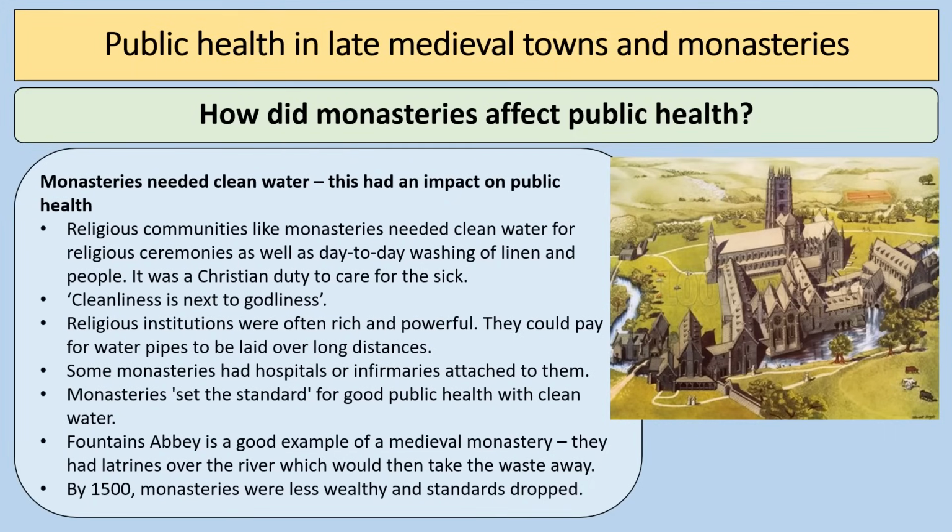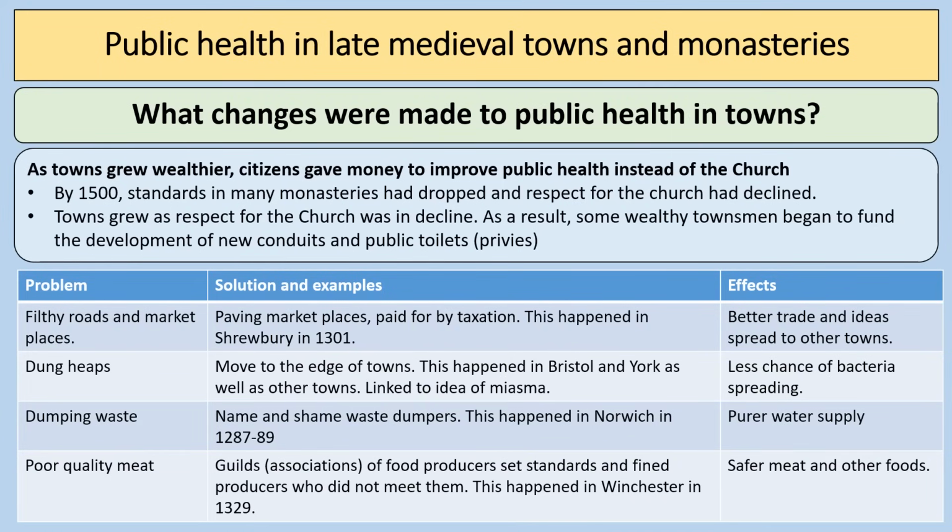Towards the end of this time period, the richer people were tending to spend more of the money on themselves and making their own water systems. So the monasteries got less donations and they became less wealthy and standards dropped. We did see in this time period some changes made to public health in towns. As towns grew wealthier, citizens gave money to improve public health in the towns rather than giving that money to the churches or the monasteries. So this meant that by 1500, standards in many monasteries in terms of hygiene had dropped and respect for the church had declined.